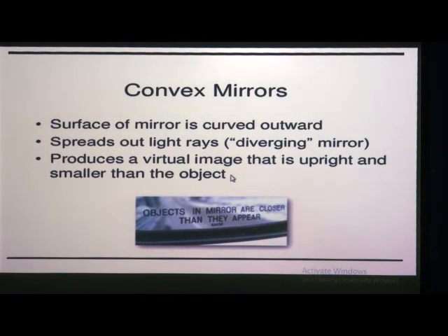So which type of image can we get from the convex mirror? From this mirror we can get the virtual image. And the virtual image which we can see is in an upright position and smaller than the object. So when we keep any object in front of the convex mirror and we get an image, then that image will be in an upright position, and it will be smaller than the object.